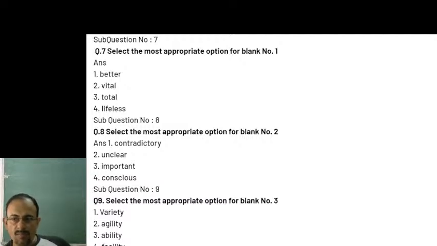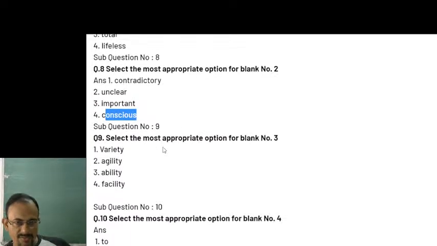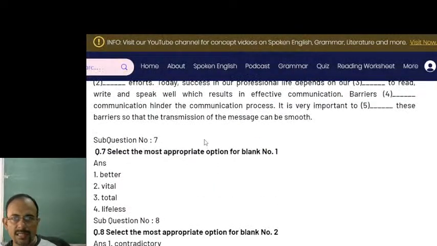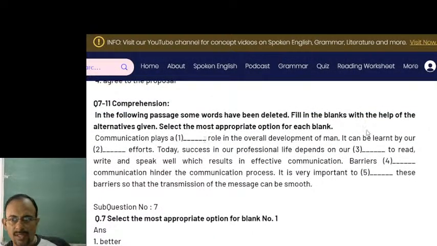Mrudula says 8 is 4. Okay, very good. Manasvi also says 4. So it should be conscious efforts. Communication can be improved by our conscious efforts. Very good. Now, question number 9. So let's see the gap first here. So it can be learned by our conscious efforts.